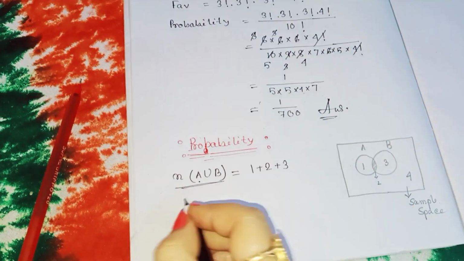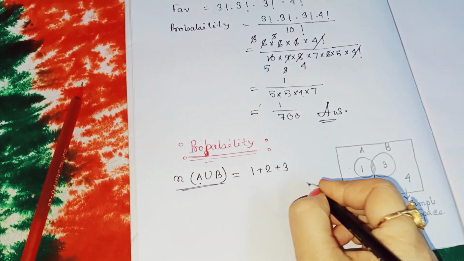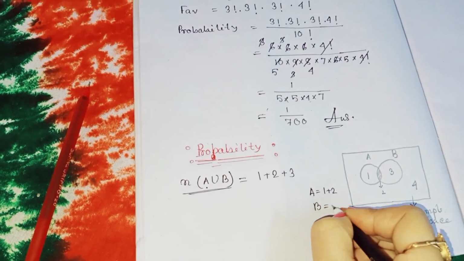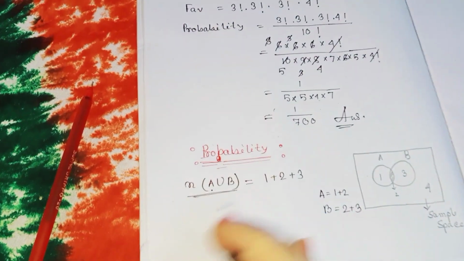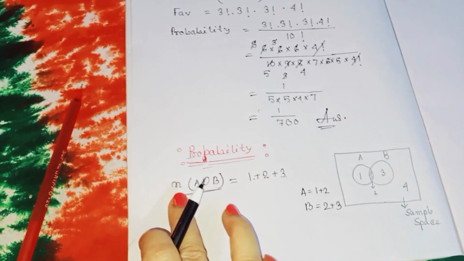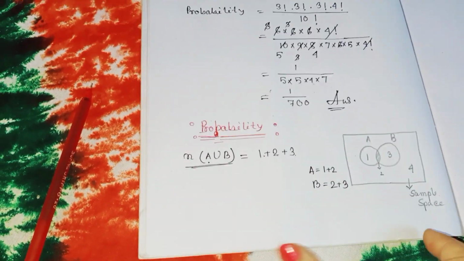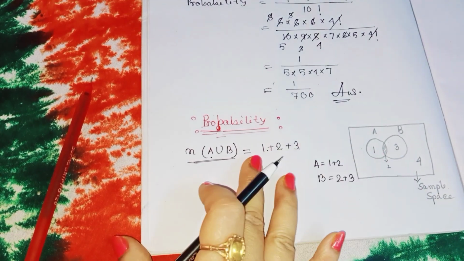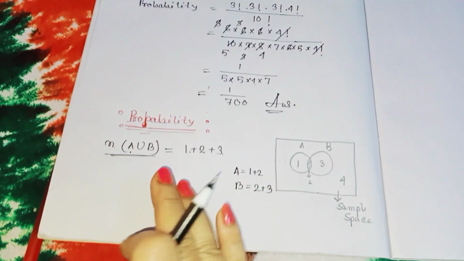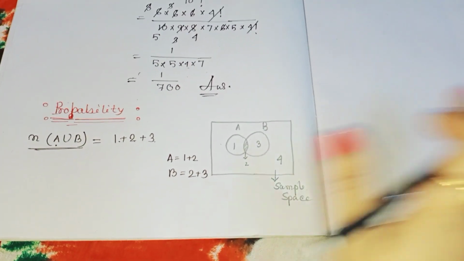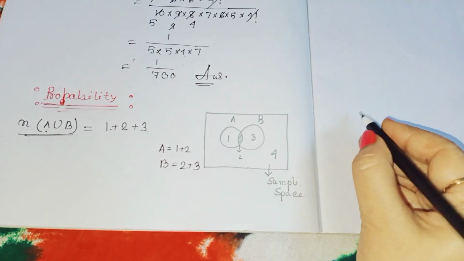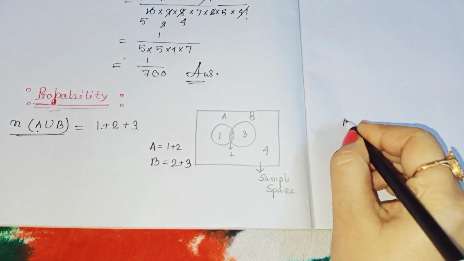Now A is equal to what? In the picture, A is equal to 1 plus 2, and B is equal to 2 plus 3. So here we get 1 plus 2 plus 3. Is the concept clear, what is A union B and n of A union B? Now, what is A intersection B? Now remove this one and think what is A intersection B. We know A intersection.